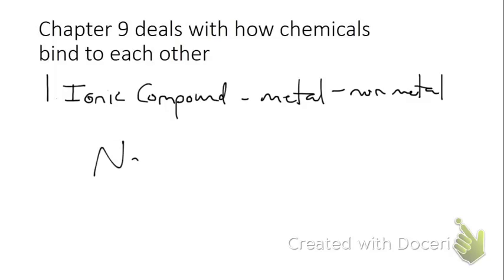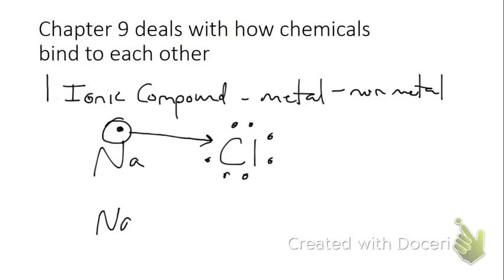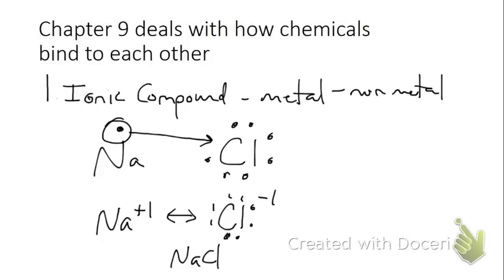Let's take sodium and chlorine. The Lewis structure for sodium is that there's only 1 valence electron, and for chlorine it's this. We know an ionic compound is between 2 different ions. So what's going to happen is this electron is going to be stolen, quote unquote, by the chlorine, leaving us with a sodium plus 1 because it lost its electron, and a chlorine minus 1 because it gained an electron. And obviously these 2 things come together to make sodium chloride.